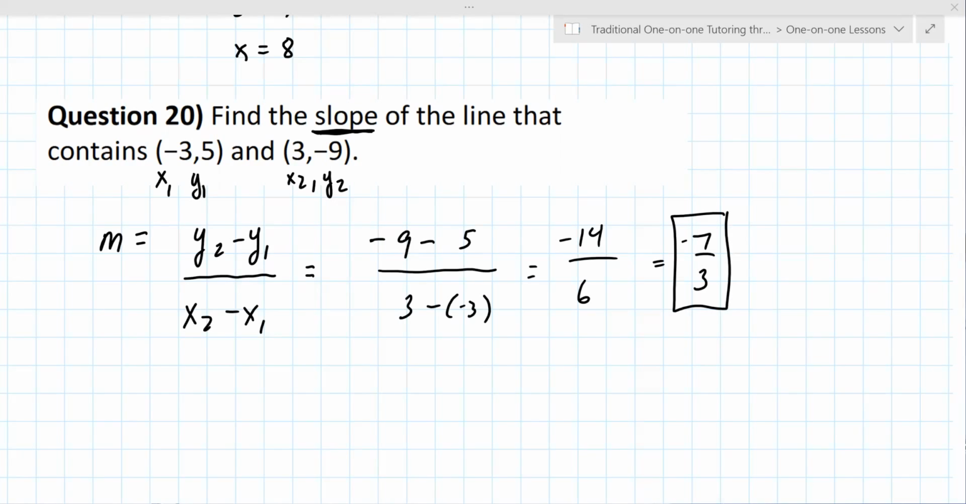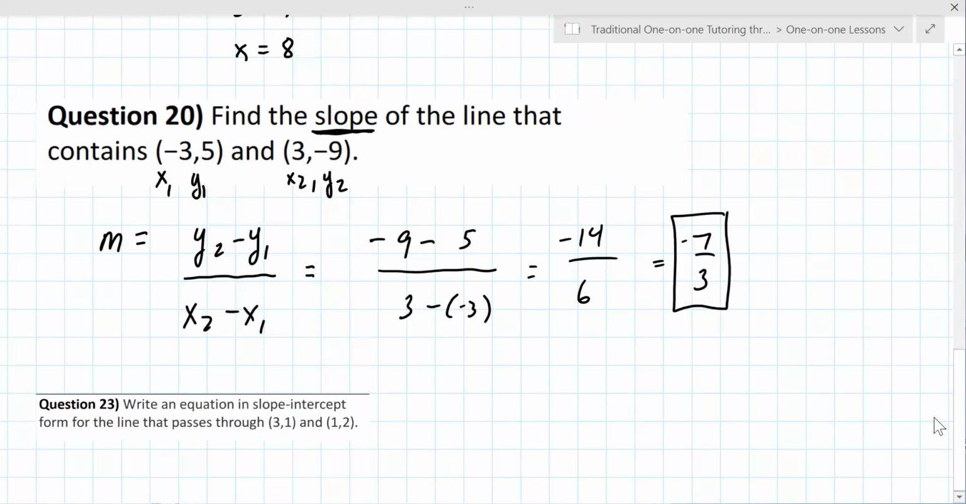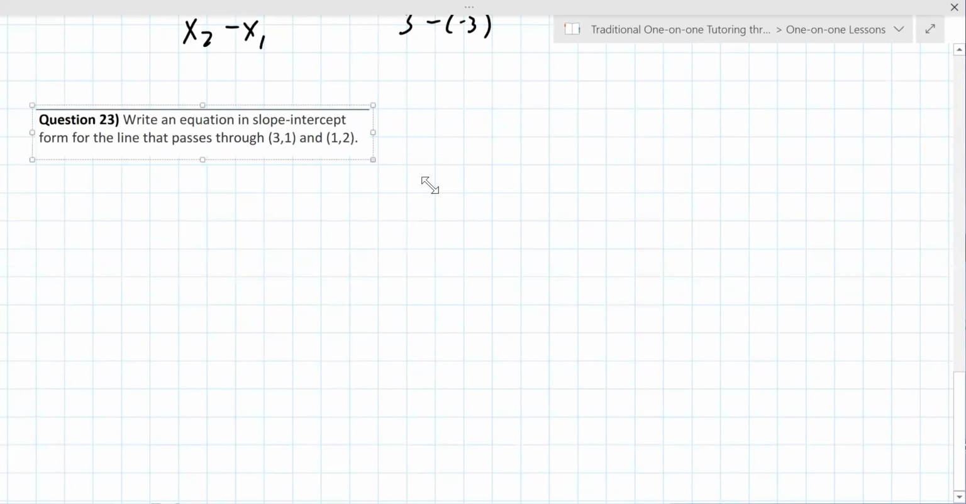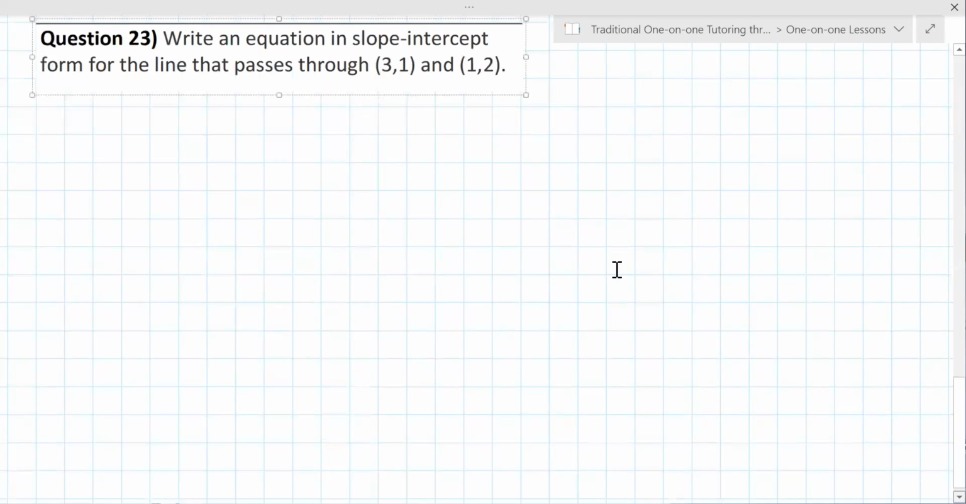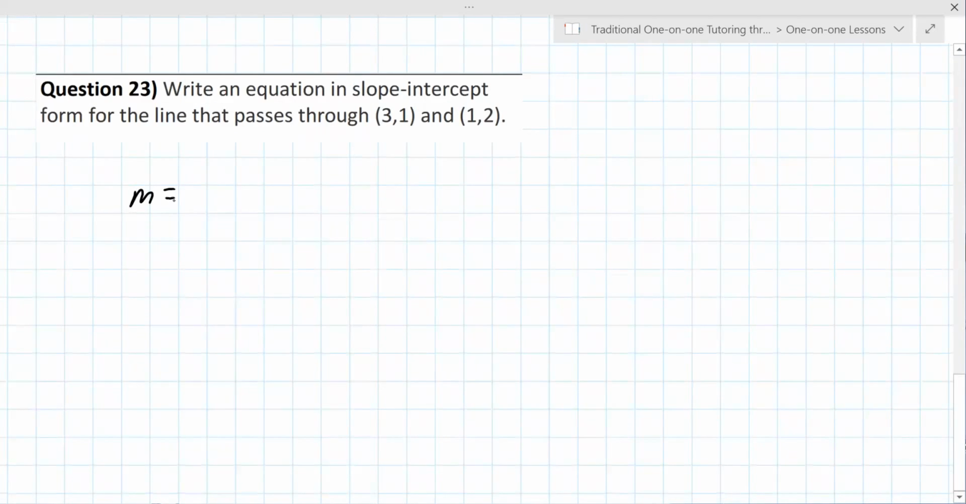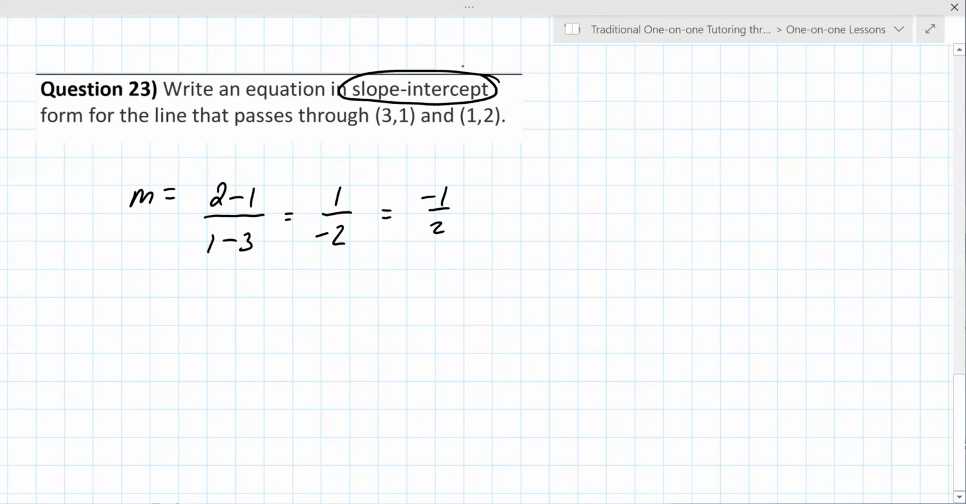All right, let's look at question 23. You're actually going to do the same thing to start question 23. You're going to find the slope between the two points. So try that first. Then we're going to write the equation. So your slope, did you get -1/2 as your slope?